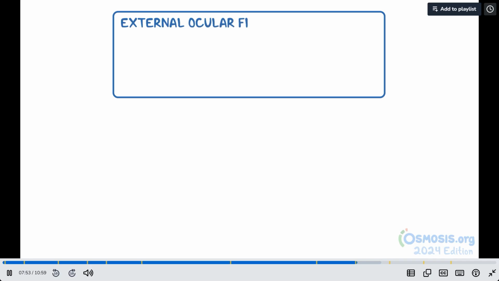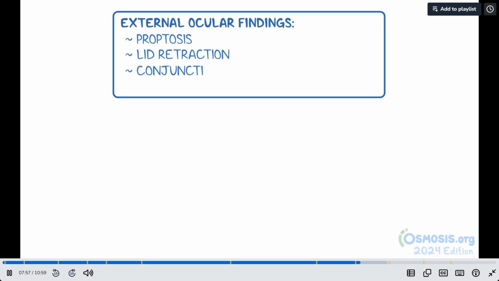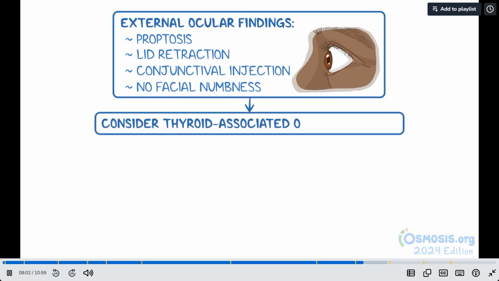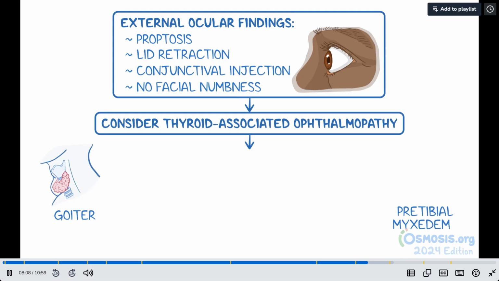On the flip side, if your patient has external ocular findings, in particular proptosis, lid retraction, and conjunctival injection, but no facial numbness, consider thyroid-associated ophthalmopathy. Other exam findings you may see in this condition include goiter and pretibial myxedema, which is discoloration and thickening of the skin on the shin along with edema.